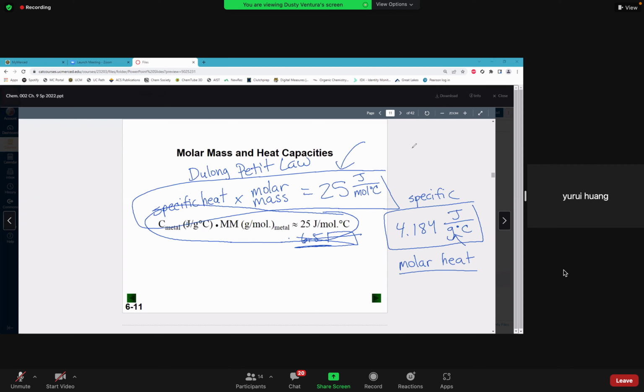So one is specific heat, one is molar heat. And then there's also just heat capacity, and in that case, it's just joule over degrees Celsius, no mass. There are 3 kinds, but you're only going to need the specific one. Okay.